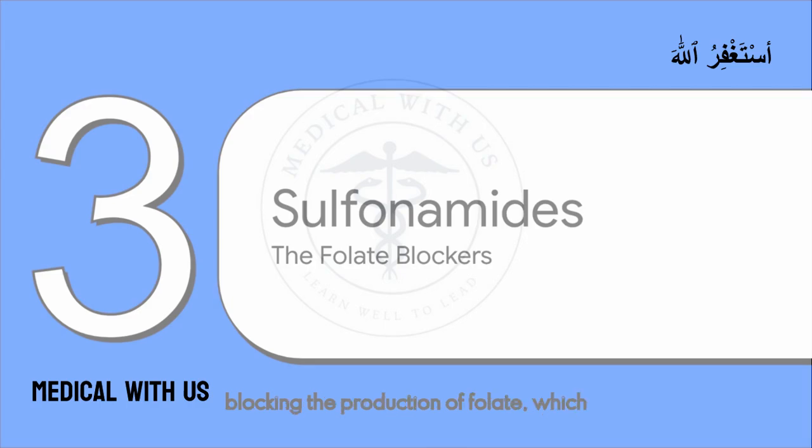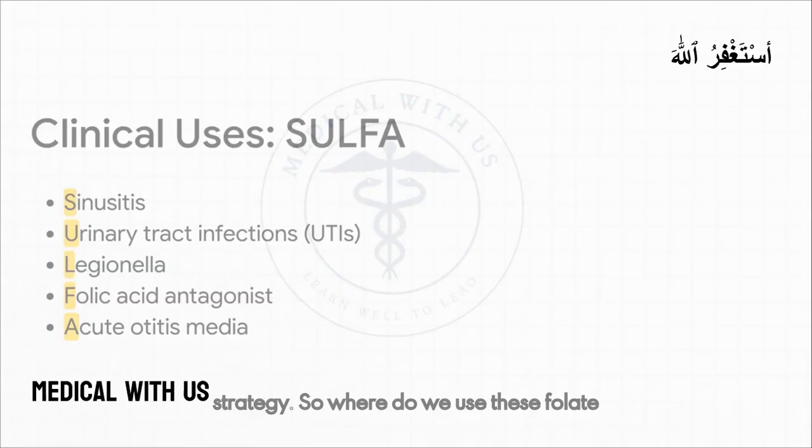By blocking the production of folate, which is an essential vitamin for bacteria, they basically bring everything to a grinding halt. This is our bacteriostatic, or halt production strategy. So where do we use these folate blockers? Well, the sulfonamides give us a pretty clear picture. They're a real go-to for common infections like sinusitis and urinary tract infections. And their role as a folic acid antagonist also makes them super important for treating certain opportunistic infections, like pneumocystis pneumonia.